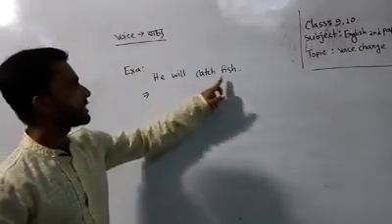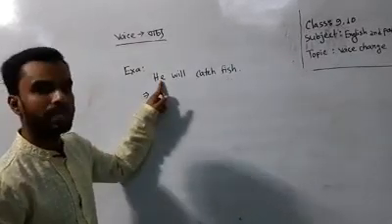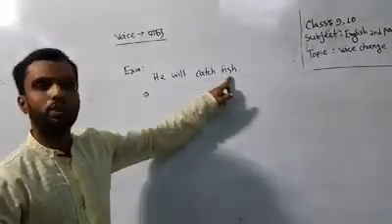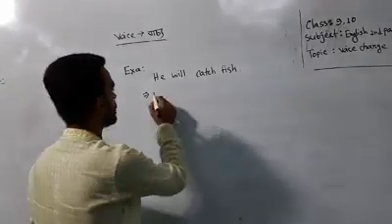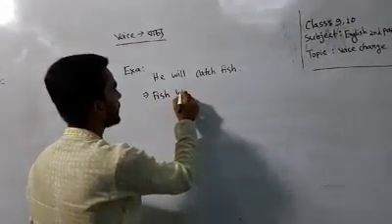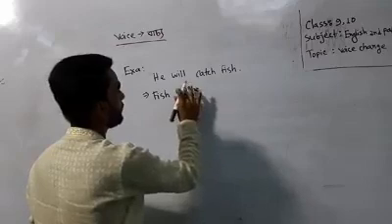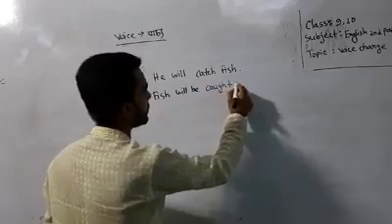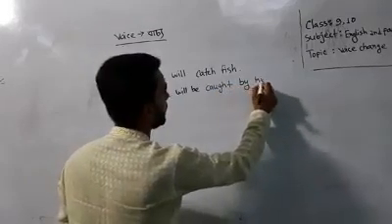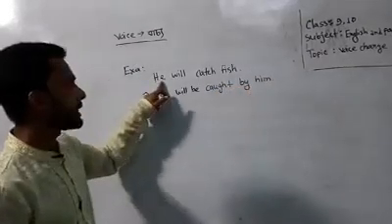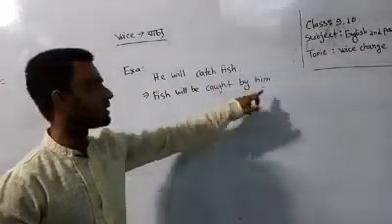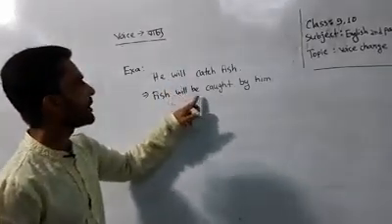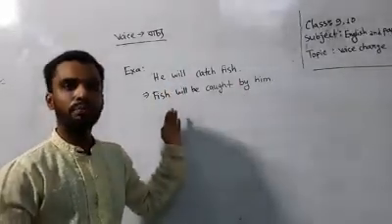He will catch fish. Here he is the subject, will is the auxiliary verb, catch is the principal verb, and fish is the object. So at first you have to add fish. Fish will be caught by him. Here he is the subject and him is the object form of he. So he will catch fish. It is an active voice. Fish will be caught by him. It is a passive voice.